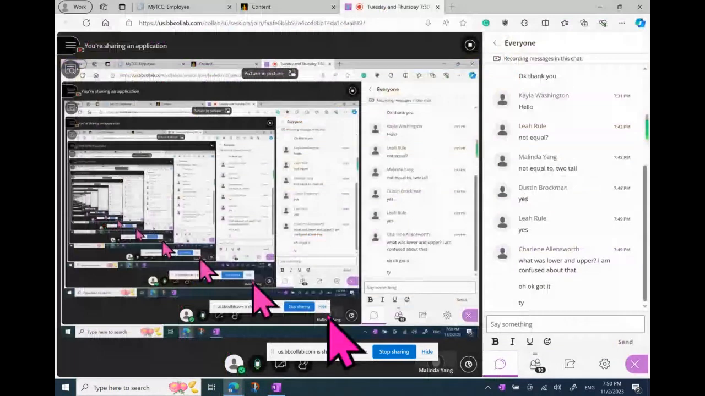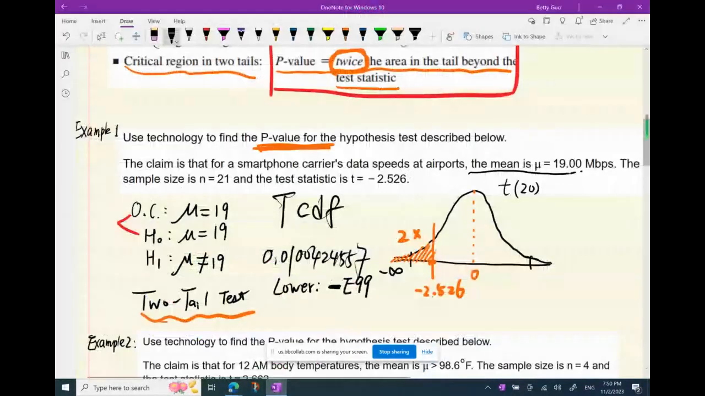And the upper, okay, that means thank you, right? Yeah, you are welcome. The upper limit, upper bound, is negative 2.526. You would receive the same amount.